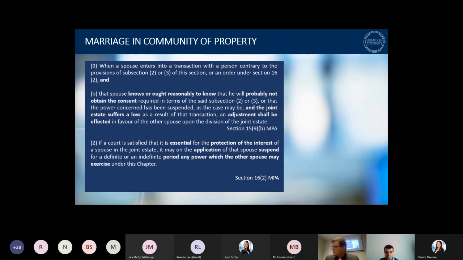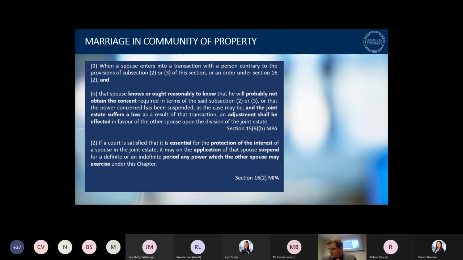So now we know when it takes place. How does it take place? What do you need to prove? Well, you need to prove that the naughty spouse knows or ought reasonably to have known that they will probably not get the consent of the other spouse. It's a difficult one to prove, but there are facta probanda and facta probantia that we can look at in terms of how do we go about proving this.